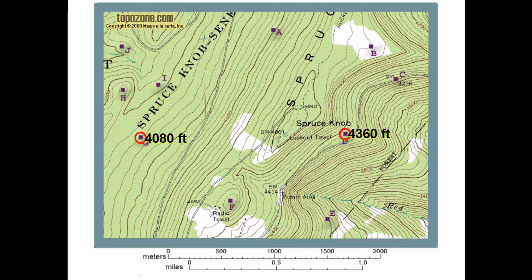Point G again sits directly on a contour at 4,080 feet. Again, you should be able to deduce this from the index contour and the intermediate contours. What about the top of the hill here at point F? Now this point does not sit on an exact contour. Can you figure it out?